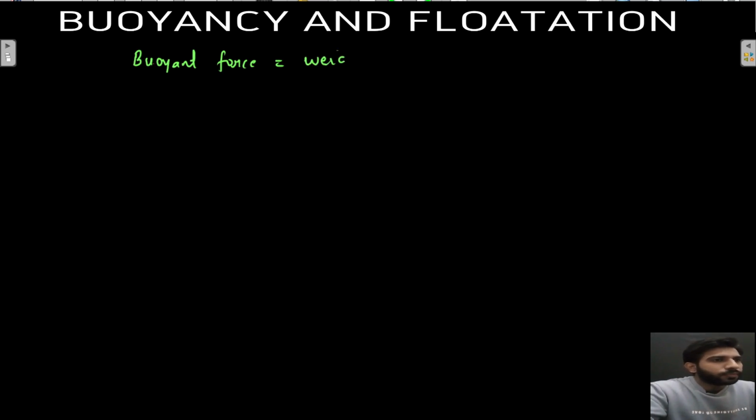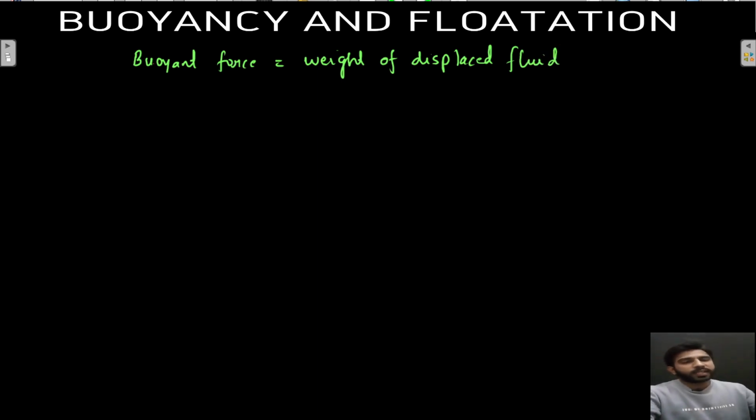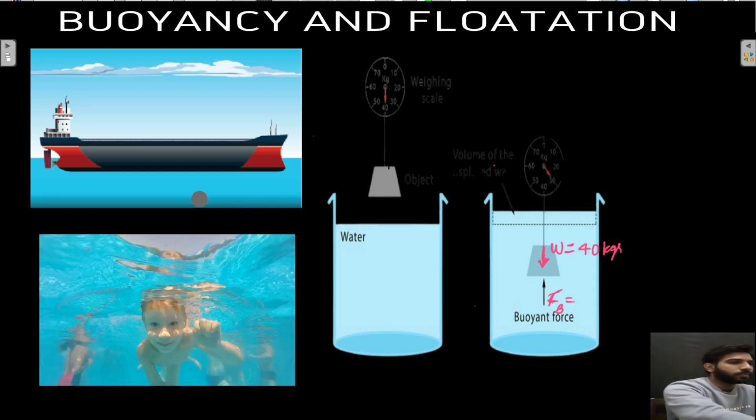is equal to the weight of displaced fluid. According to the Archimedes principle, the buoyant force is equal to the weight of the displaced fluid. Now we understand that the magnitude of buoyant force is the weight of some displaced fluid. Now let us see what this displaced fluid is.